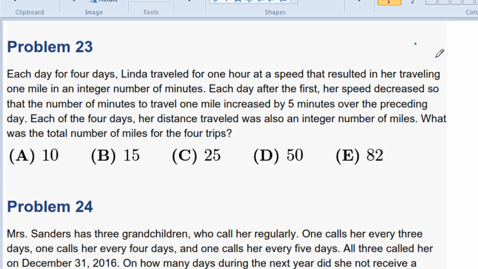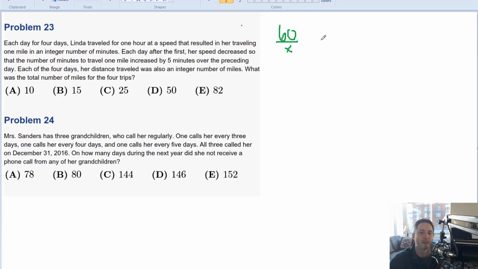All right. So each day, her number of minutes to travel a mile. What do they call that? Like your mile split time? I don't even know. Goes up by 5 minutes. So each of the 4 days, her distance was also an integer number of miles. Okay. So there's a lot of things going on in this question, and again, I don't really like it. So basically, she ran for 60 minutes at a rate of X to start out with. And then the next day, she ran for 60 minutes, and her rate went up.